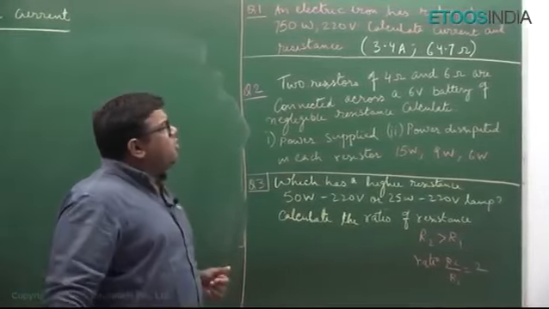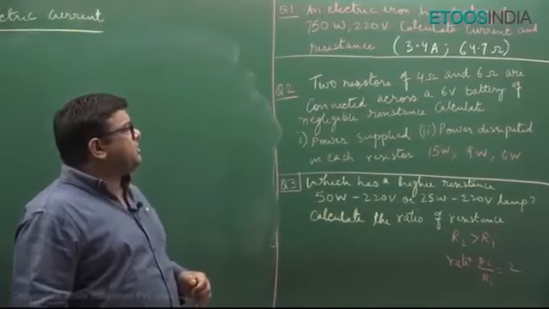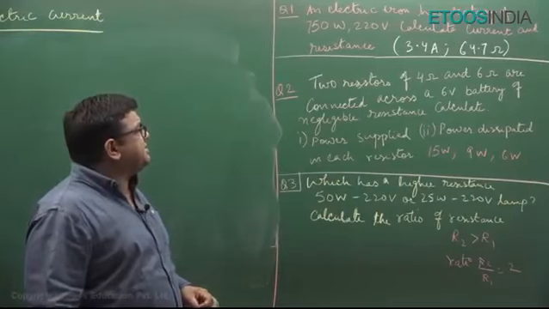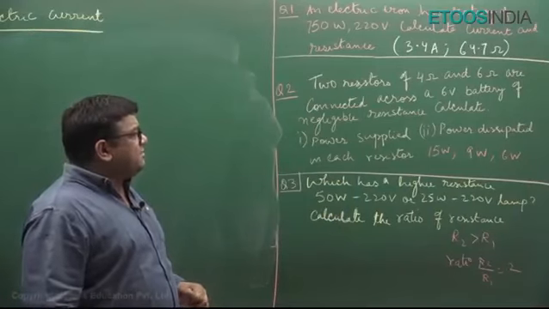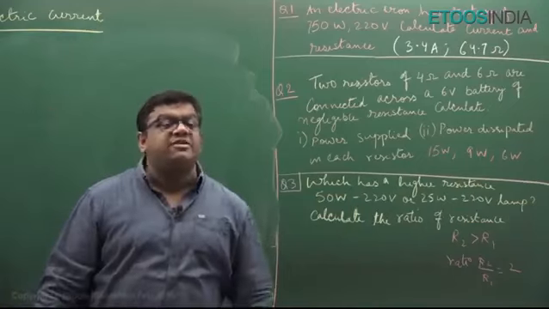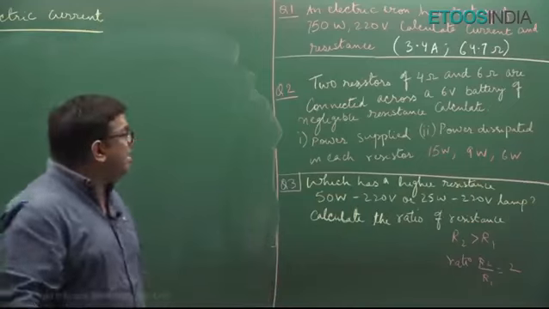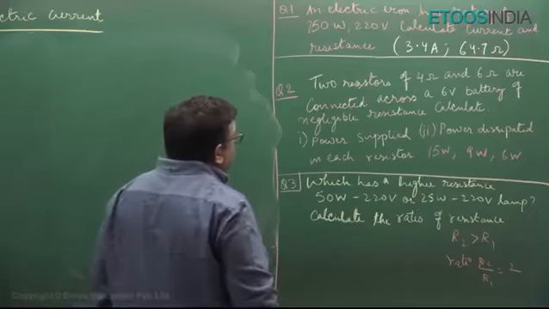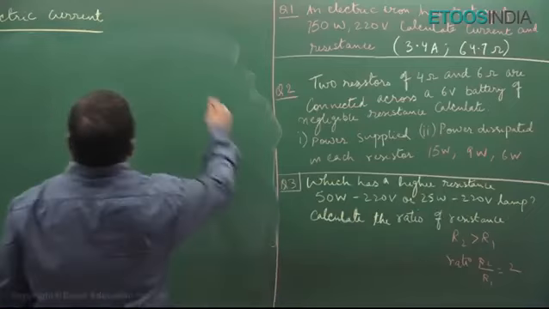Two resistors, 4 and 6 ohms, are connected across a 6-volt battery of negligible resistance. Calculate the power supplied and power dissipated. Now they are connected in parallel. If nothing is given, that means they are connected in parallel. So let me first find the total resistance.